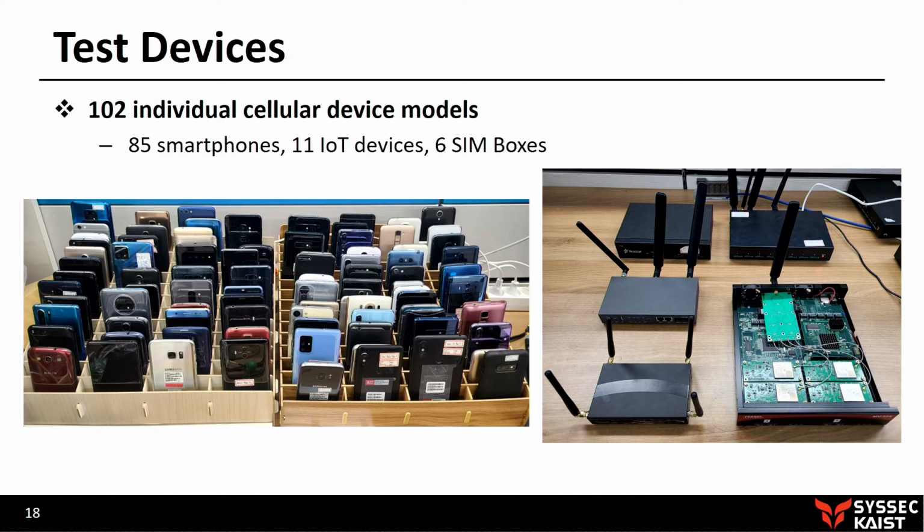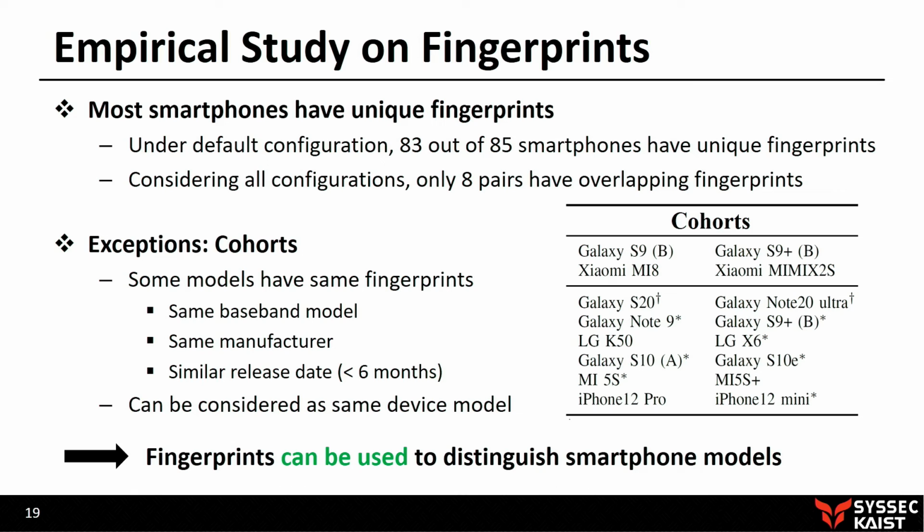For the study on the fingerprints, we utilized 102 individual cellular device models, which include 85 smartphones, 11 IoT devices, and 6 SIM boxes. With the generated fingerprints, the first thing we could discover is that most smartphones have unique fingerprints. Under the default configuration, 83 out of 85 smartphones have unique fingerprints, and only 8 pairs of smartphones have overlapping fingerprints, even though we consider all configurations.